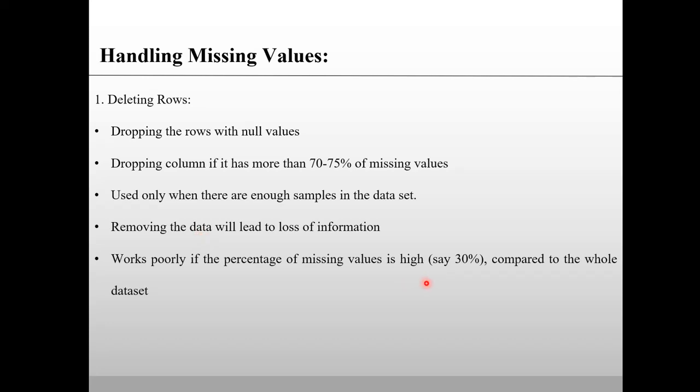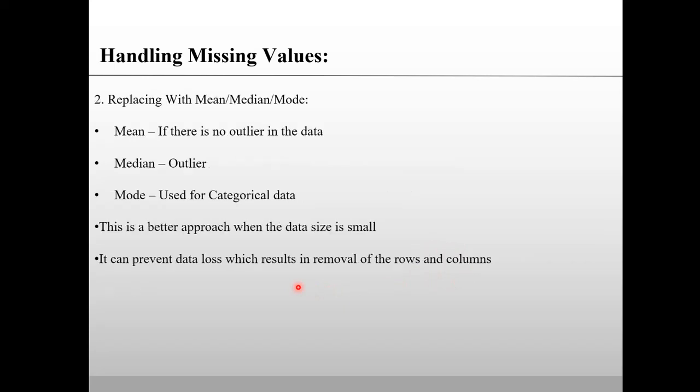If your data set has more than 30 percent missing values and you go with deleting rows, the model will not provide accurate results. This method will not be preferred if you have more than 30 percent missing values. It also will not work well if you have a limited amount of data in your data set, as well as if the amount of missing values is more than 30 percent.